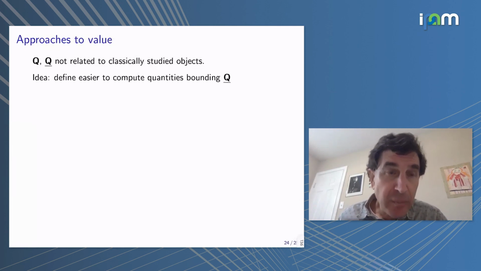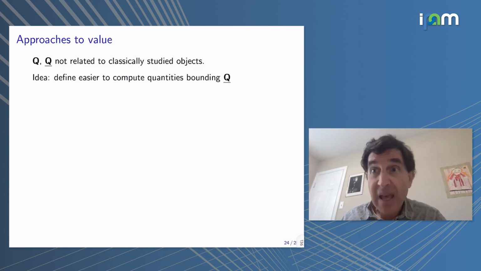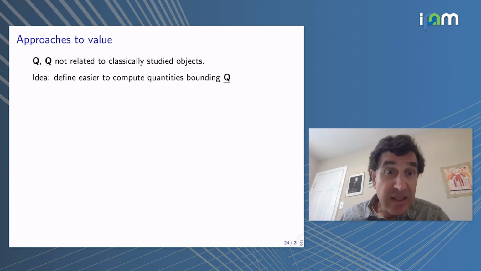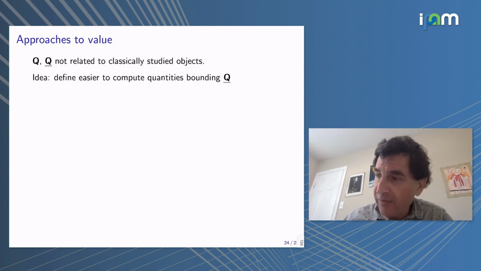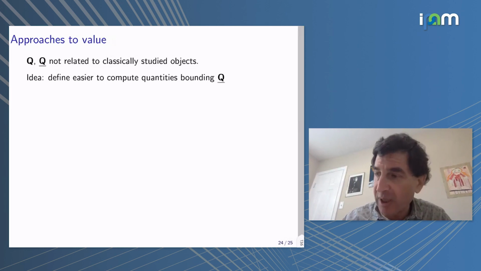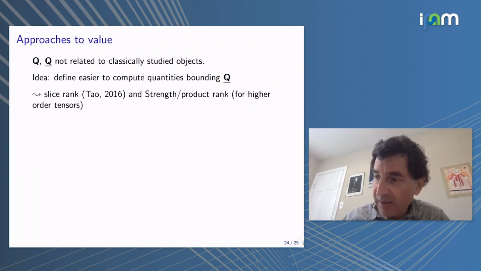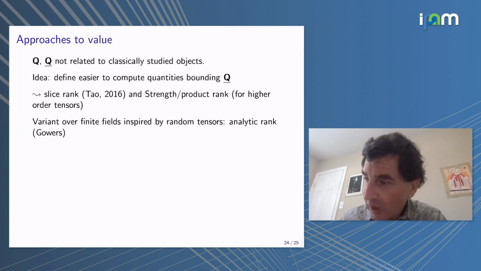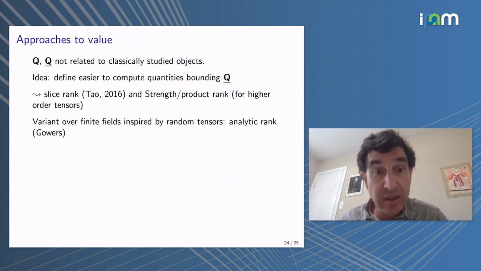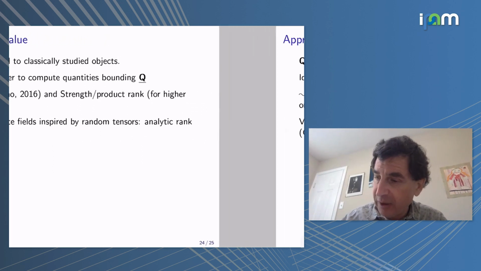But recently there's been some exciting work. I gave you a list of like 7 or 10 different notions of rank, generalizations of rank of matrices to rank of tensors, in the first lecture. What I didn't say is there's even more. A few more were defined probably because people could not understand this border subrank. So Terence Tao defined this slice rank, and then that was generalized to something called strength or product rank for higher order tensors. These are very active areas of research that hopefully will get mentioned later in the program, because they are related to random tensors and analytic rank and things over finite fields.